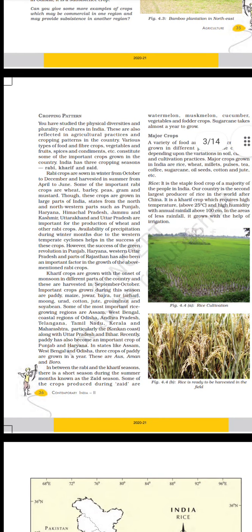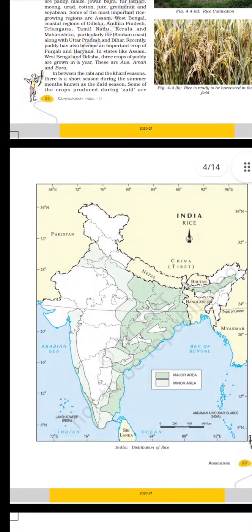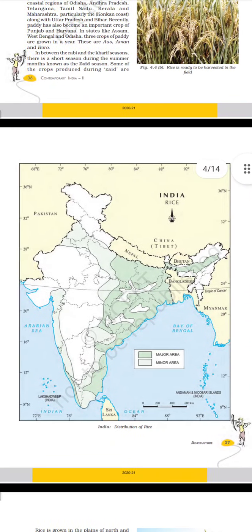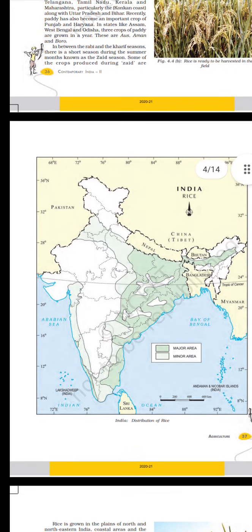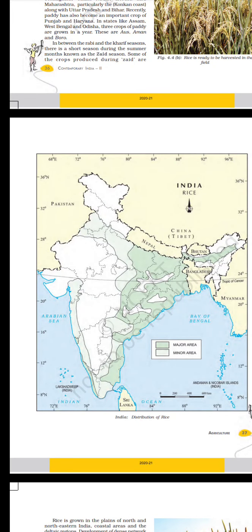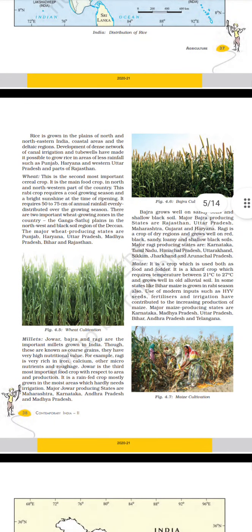Take a look at figure 4.4a, rice cultivation. Take a look at figure 4.4b, rice is ready to be harvested in the field. Take a look at this map, India, distribution of rice. Take a look at figure 4.5, wheat cultivation, 4.6, bajra cultivation, 4.7, maize cultivation.